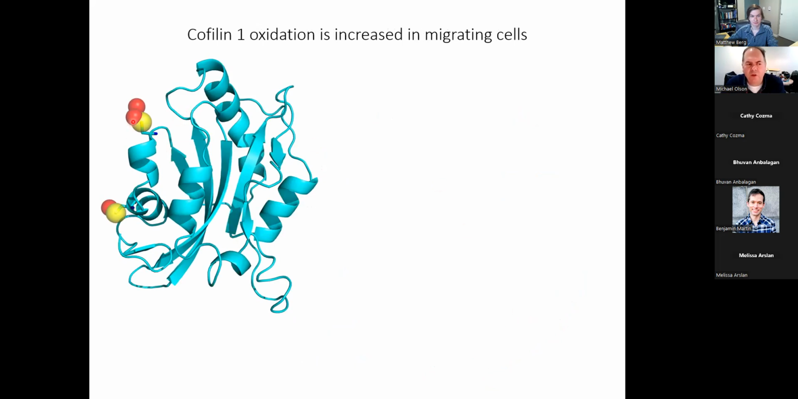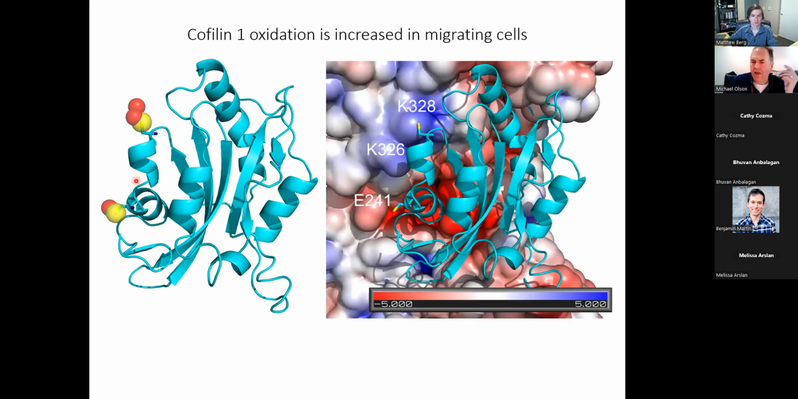Cofilin has 2 cysteines that are quite exposed to the solvent. And what this model shows, the sulfurs are in yellow, and these 2 red balls are 2 oxygens that have been reacted with that sulfur. And so this is where we modeled that. And then again, based on modeling, where cofilin had been placed in contact with actin, we can see that these 2 sulfurs are actually very close to that interface with actin.